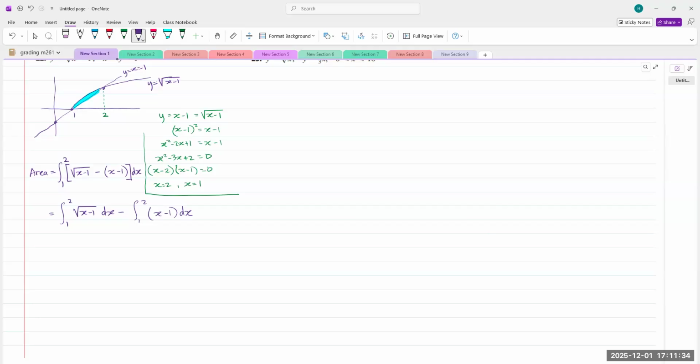Why do you separate that, Thomas? Because square root of x minus 1 is not integrable directly. We need to do a substitution there.